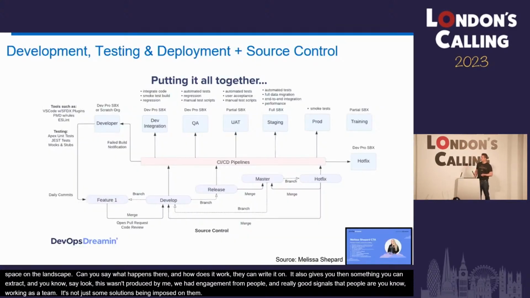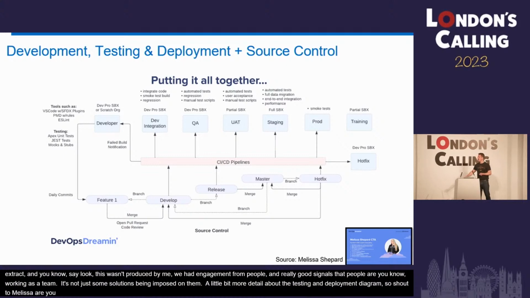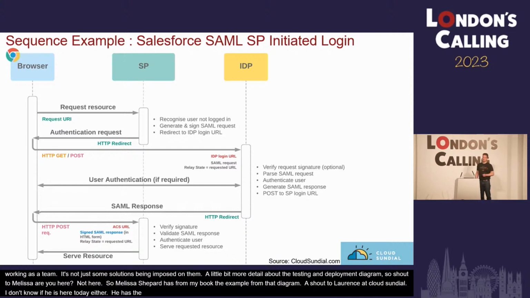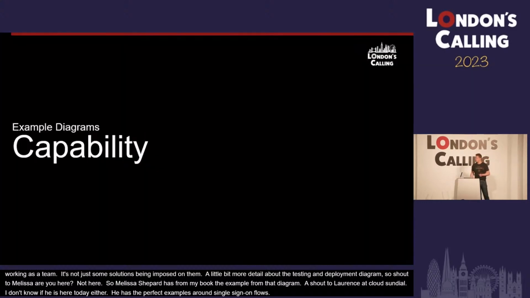This is a little bit more detail about the testing and deployment diagram. So shout out to Melissa. Are you here, Melissa? She's not here. Melissa Shepherd's kind of got, from my book, the canonical example of that diagram. Sequences. So we talked about sequences before, and I'll give a shout out to Lawrence Newcomb at Cloud Sundial. Don't know if he's here today either. He's got really the perfect examples around single sign-on flows, and it's a great example of how to use sequence diagrams. So those were the technical diagrams.